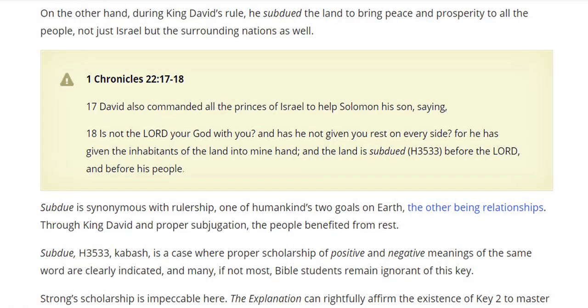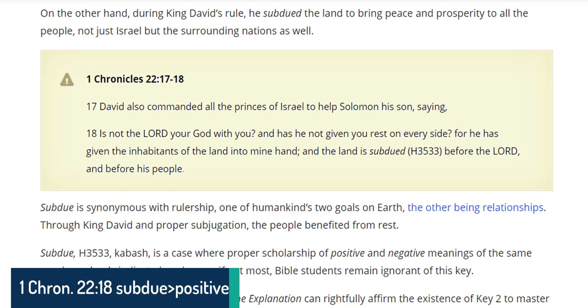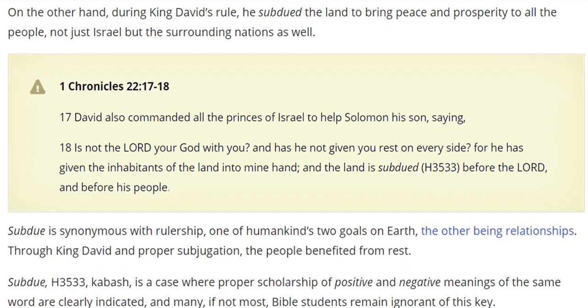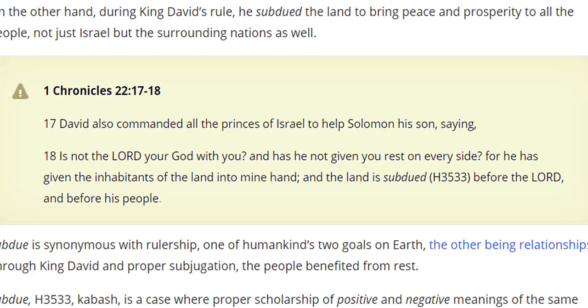On the other hand, during King David's rule, he subdued the land to bring peace and prosperity to all the people, not just Israel, but the surrounding nations as well. 1 Chronicles 22, verses 17 and 18.